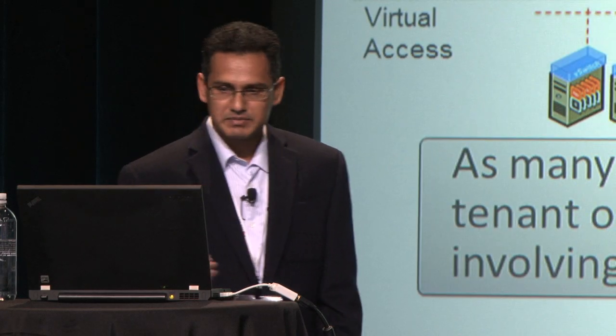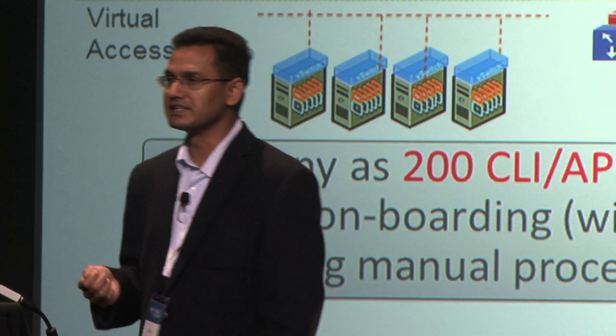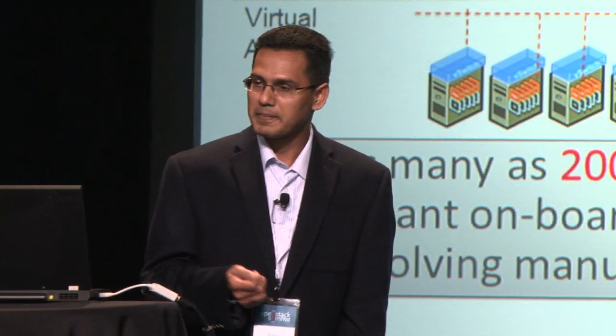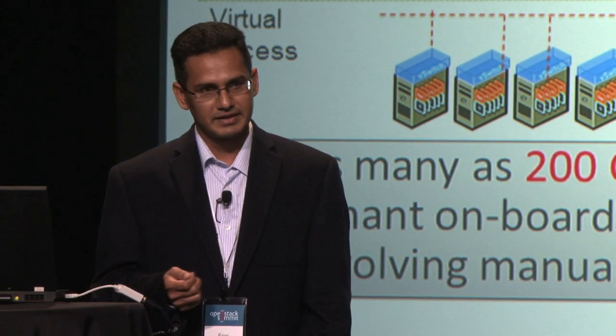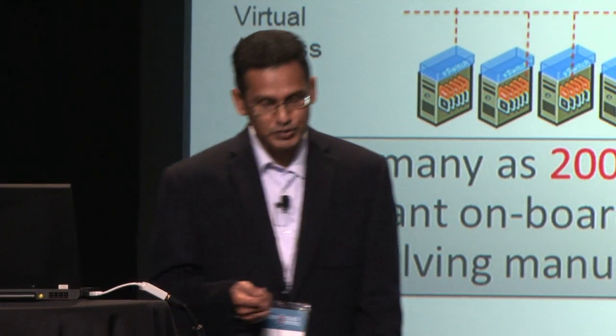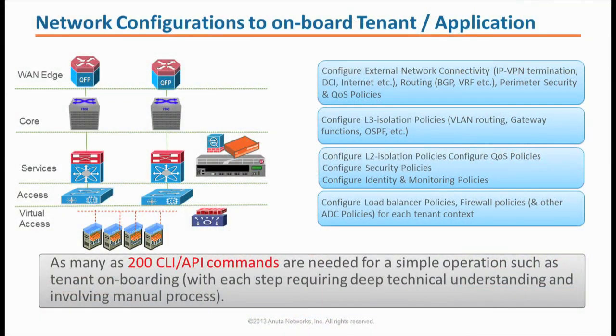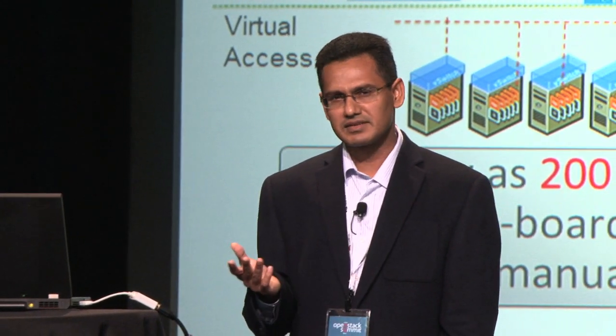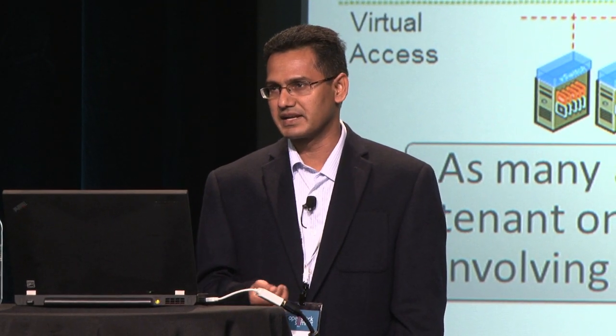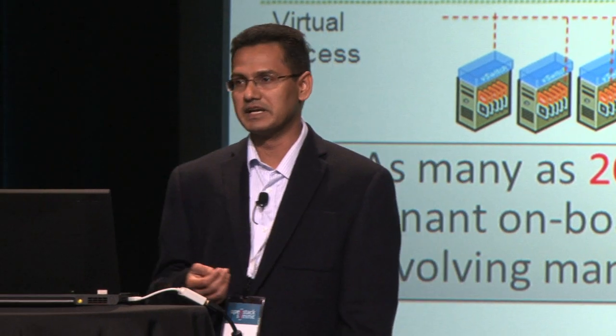Before I go deeper into the NCloudX product, let me talk about what the challenges are in creating network services. Let's say you are a provider trying to onboard a network for a tenant or for an application. What you need to do is provision these network services at various levels. You need to provision the access policies, and also the layer 3 isolations, layer 2 isolations, security policies, load balancer policies, things like that. Basically, it involves a lot of manual configuration, and it roughly takes about 200 CLI or API commands. And usually, it's very manual, so it's very error-prone.